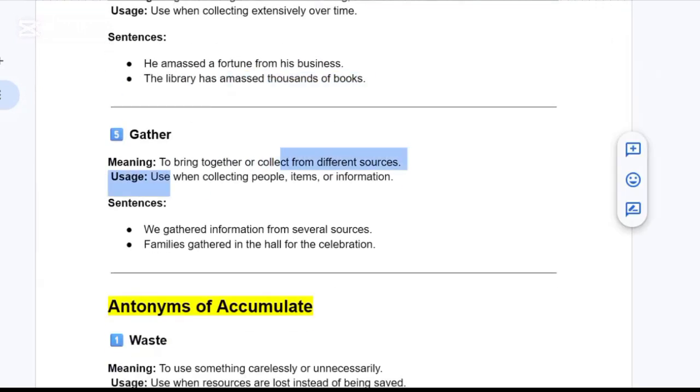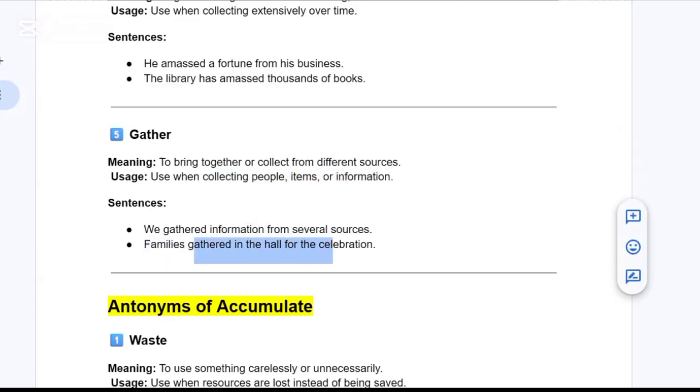Gather: to bring together or collect from different sources. It is used when you are collecting people, items, or information. We gather information from several sources. Families gathered in the hall for the celebration.